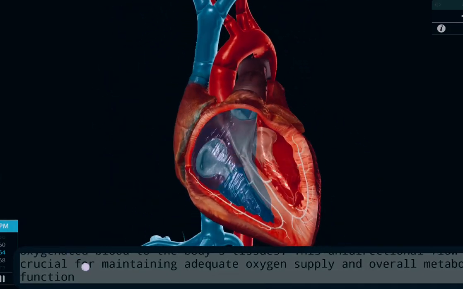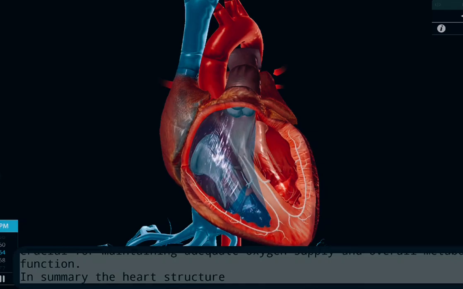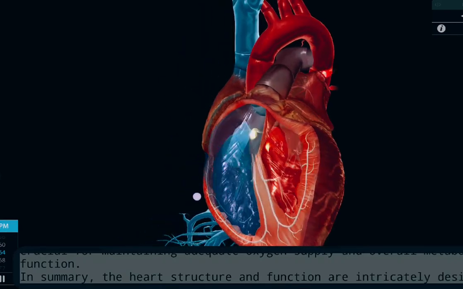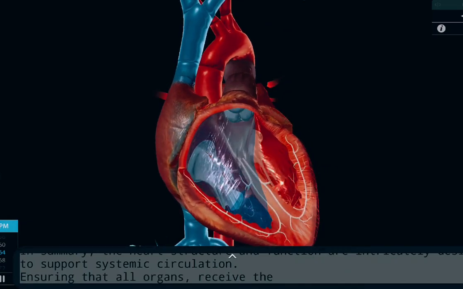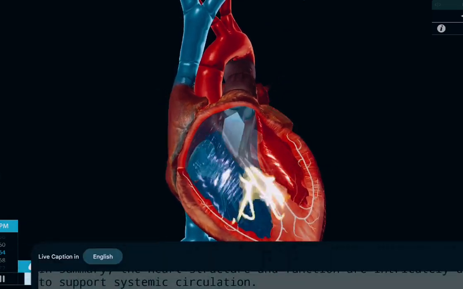In summary, the heart's structure and function are intricately designed to support systemic circulation, ensuring that all organs receive the oxygen and nutrients they need while efficiently removing metabolic wastes.